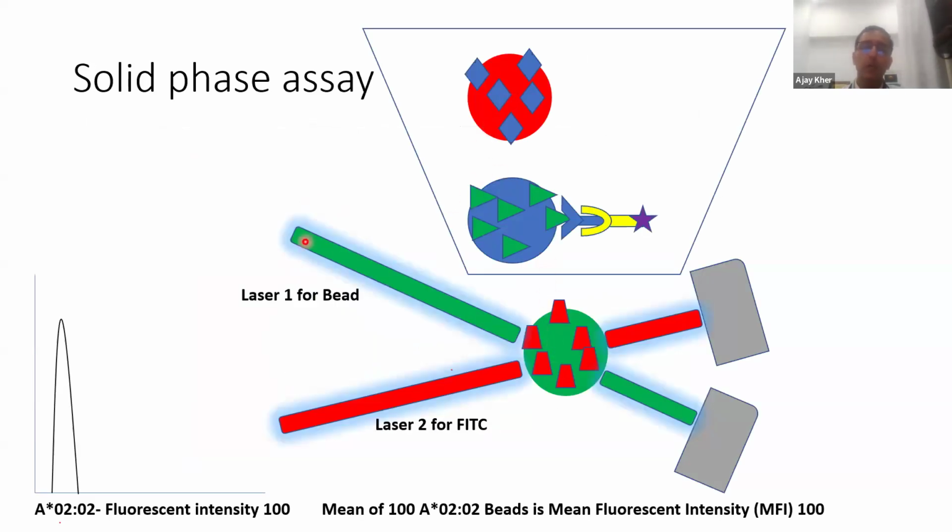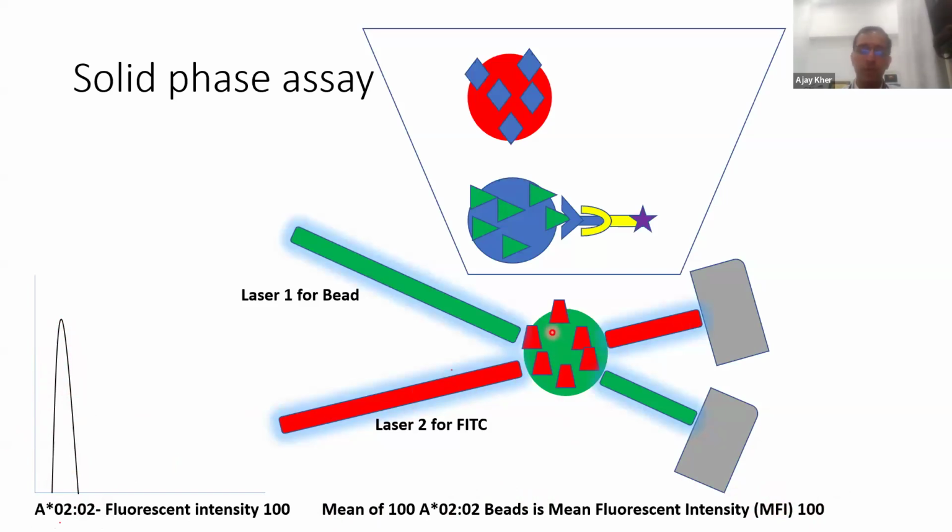In the flow cytometer, there are 2 lasers. One identifies the bead, so this laser will identify which bead it is, and the reader will know that this is an A0202. The second laser is looking for the fluorescence. Because there is no fluorescence, it's a very nice tight band, and it's going to be a low level of, let's say, 100. This 100 MFI that you get is an average of 100 A0202 beads.